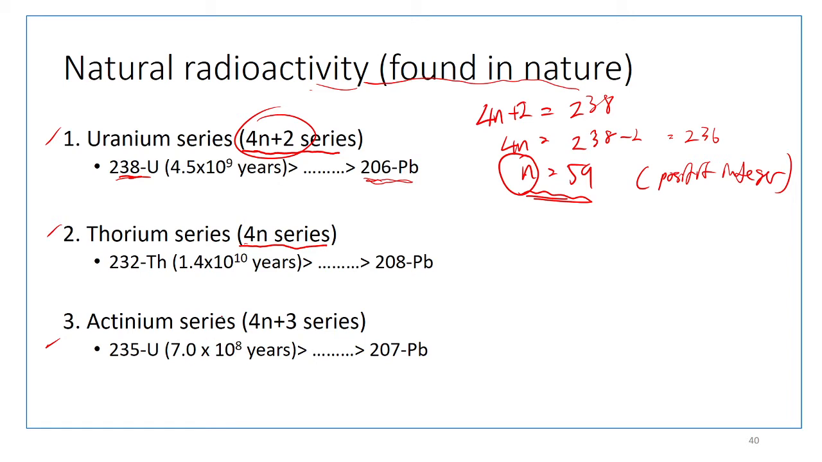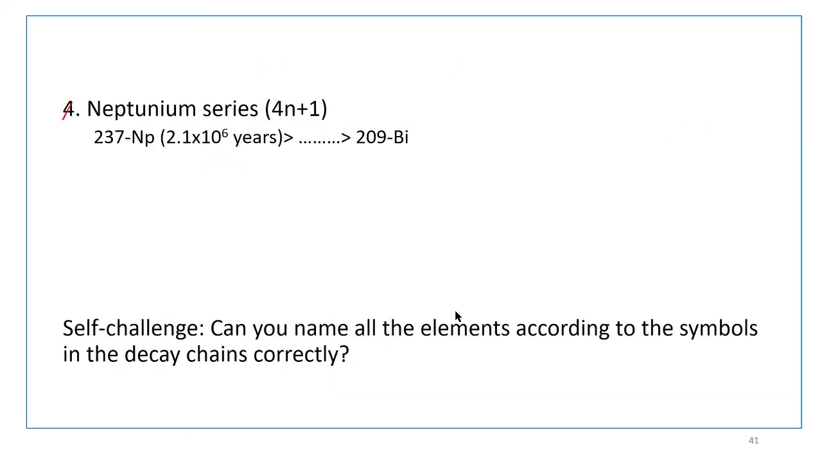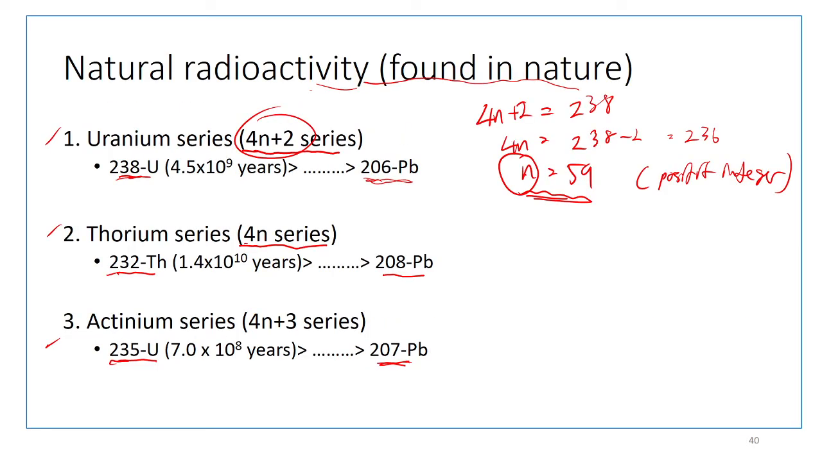So the thorium series starts with thorium 232 and ends with lead 208, while the actinium series starts with uranium 235 and ends with lead 207. Of course, you don't have to memorize all this. This is just for your information, for your knowledge. I don't ask. You don't have to remember all this. When you want the information, you can search for it.